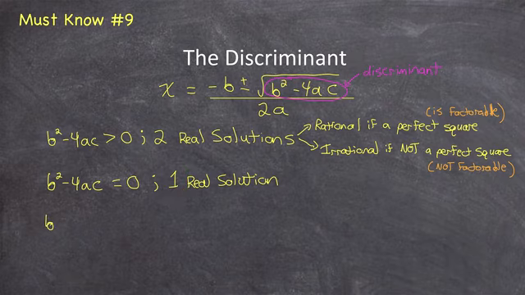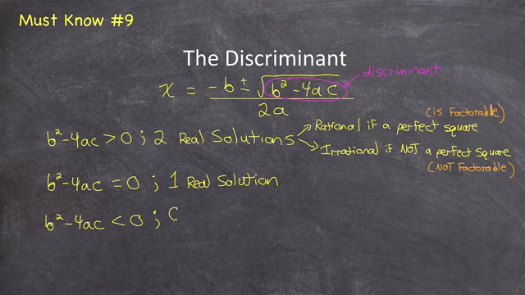If b squared minus 4ac is negative, so if it's less than 0, there are no real solutions to the quadratic equation. There are complex solutions, but no real solutions.